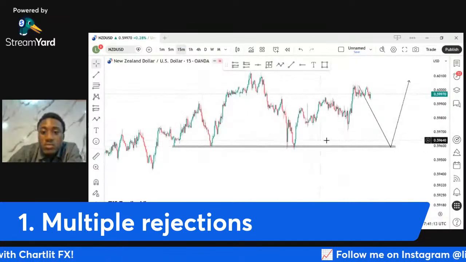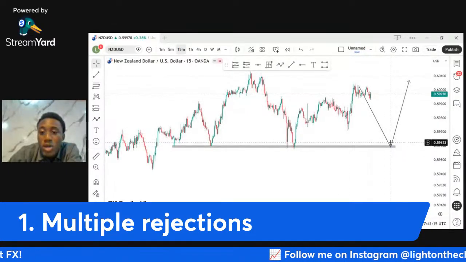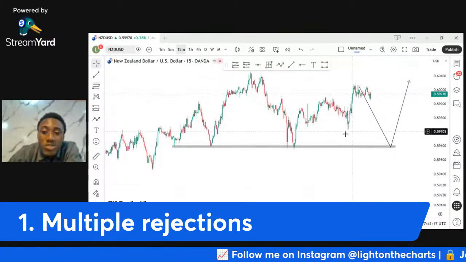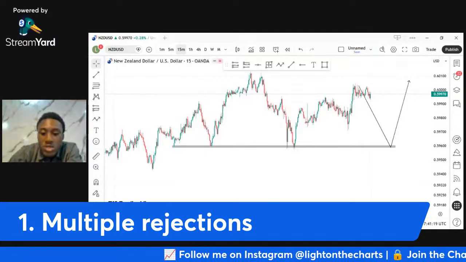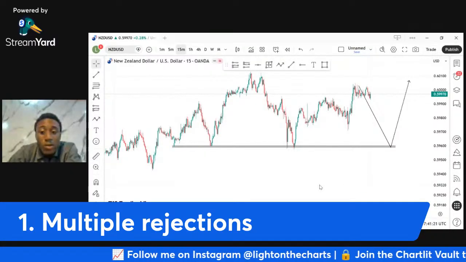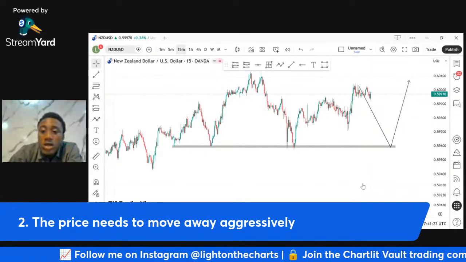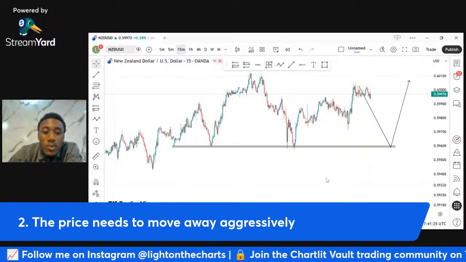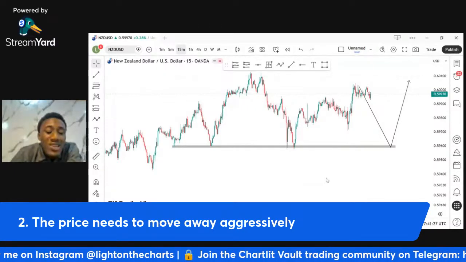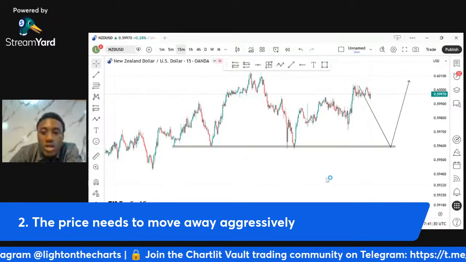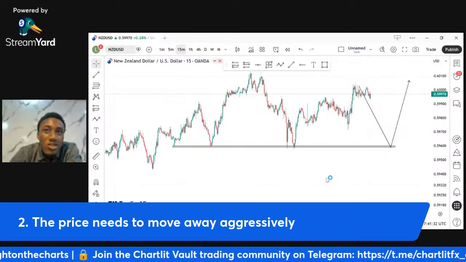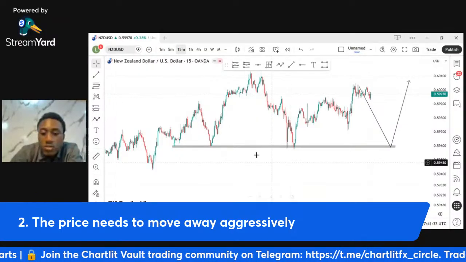You just mark it and then wait for price to approach those levels and then make trading decisions. That's just how it is. That is number one, multiple rejection. Now, number two secret is price needs to move away aggressively from those levels. We need to see an aggressive movement away from those levels, like we can see right here.